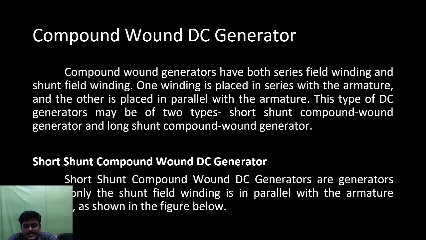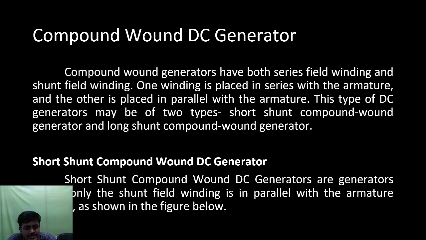So one winding is placed in series with the armature and the other is placed in parallel with the armature. As I already discussed, the combination of the series field winding and shunt field winding is present in the compound wound DC generator. That's why we are writing this point like this.